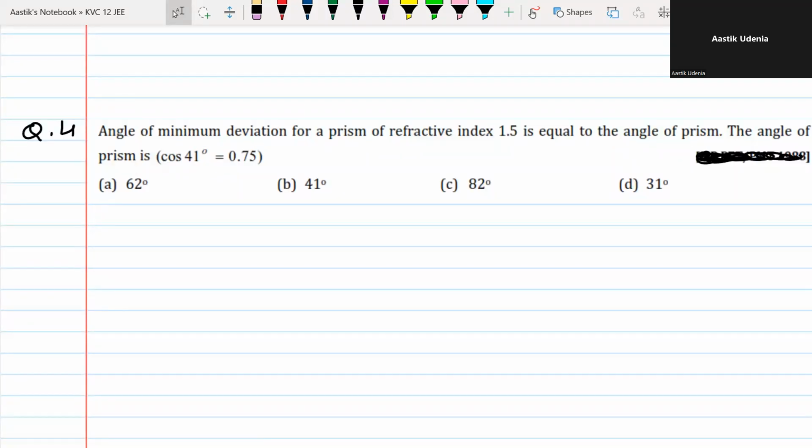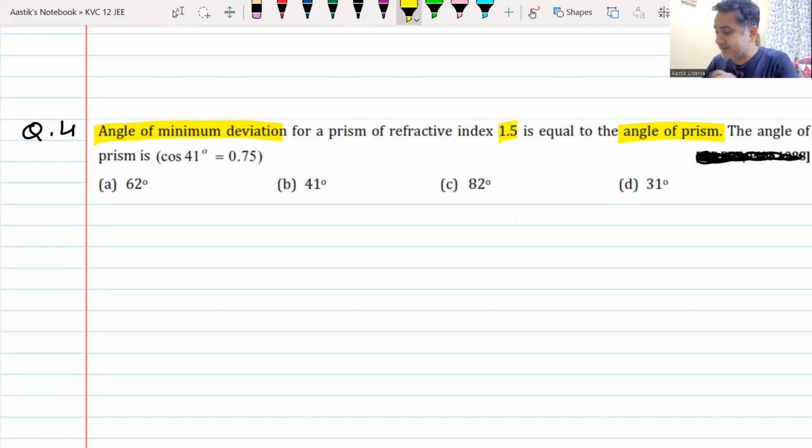The angle of minimum deviation for a prism of refractive index 1.5 is equal to the angle of the prism. Refractive index is given. What is the angle of the prism? The question is right away given for you, and I shall give you time to solve it and come back with the answers.